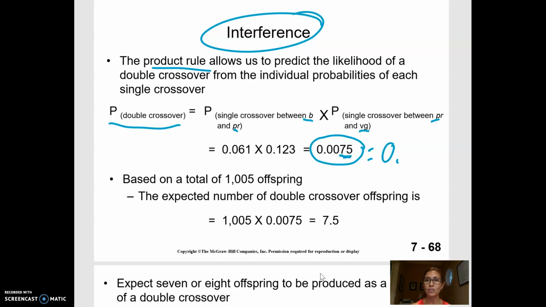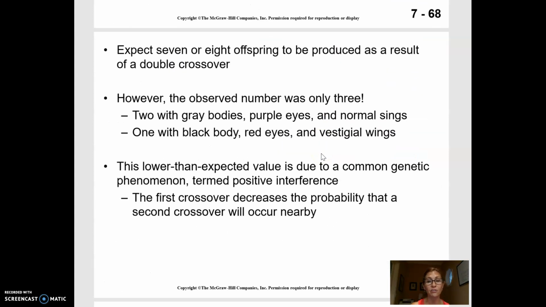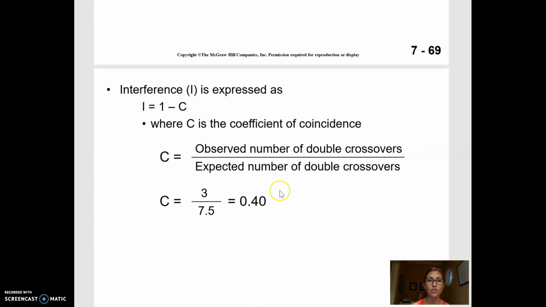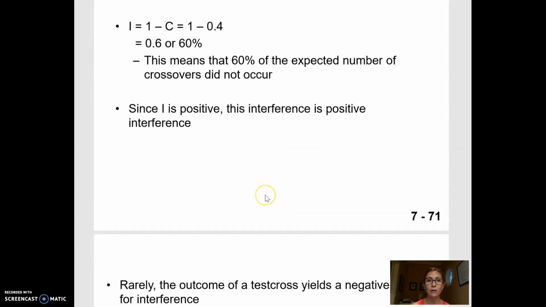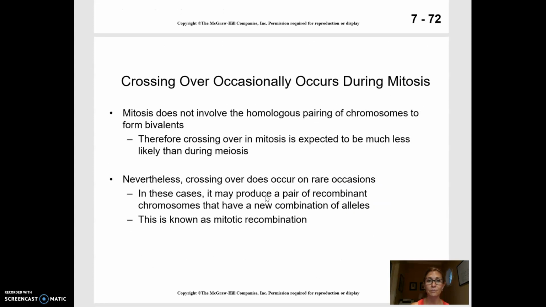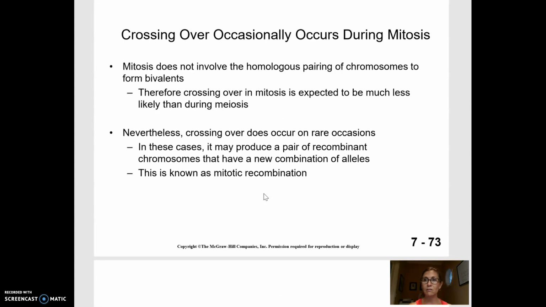In other words, you have like a 0.75% chance. Or let's do it this way, this might make more sense. 0.75% chance of a double crossing over to occur. Actually, it's 7.5. I'll straighten out my math there. So you have to have a lot of offspring to see this, and that's why they're showing the mathematics with all these different groups. So let's finish up here.